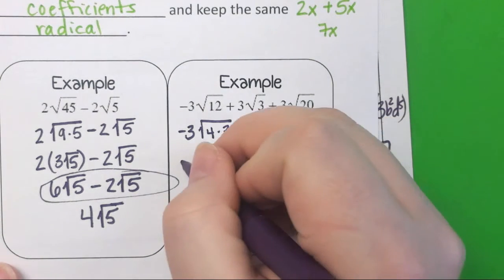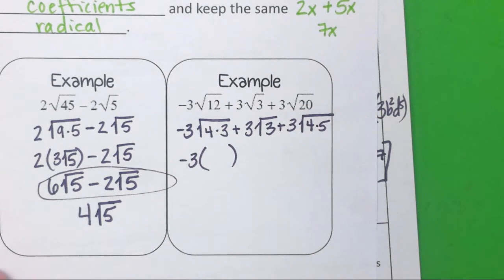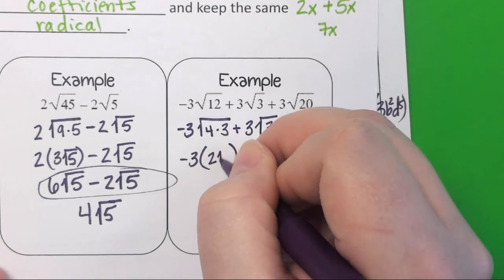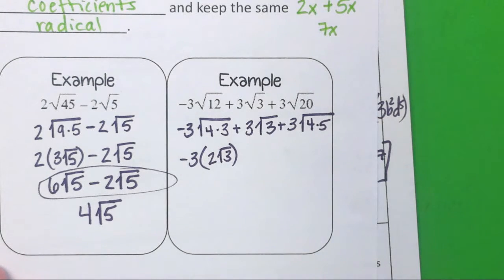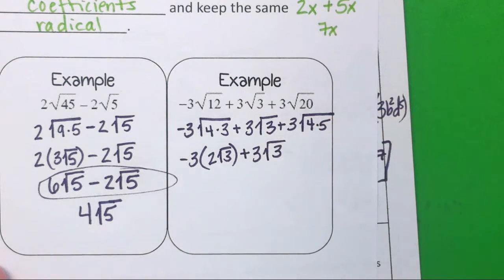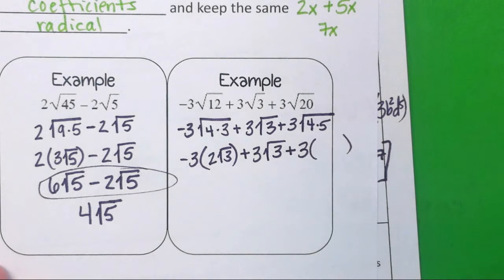Okay, so I get negative 3, and then what do I have once I simplify that square root of 12? What does it become? 2 square roots of 3, because the square root of 4 is 2, and the square root of 3 stays the same. I'm not going to mess with that. 3 square roots of 3. What do I get on the last one with the square root of 20? What does it become?